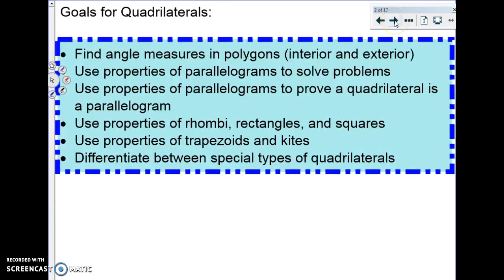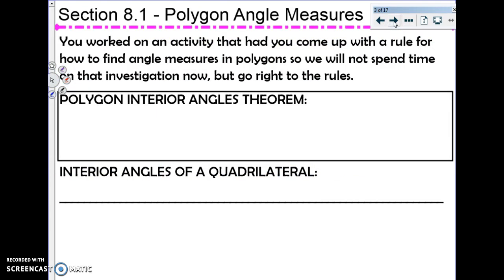Some goals for quadrilaterals. I actually made you do this on a day that I had to be out, so let's see how much you remember. First of all, the Polygon interior angles theorem you learned is that if you take all of the angles and add them up, it's going to be n minus 2 times 180.